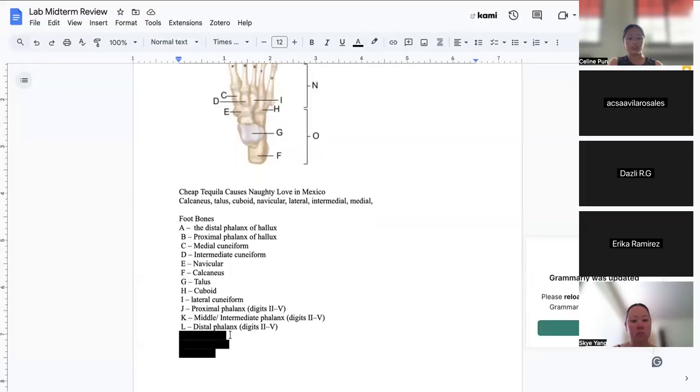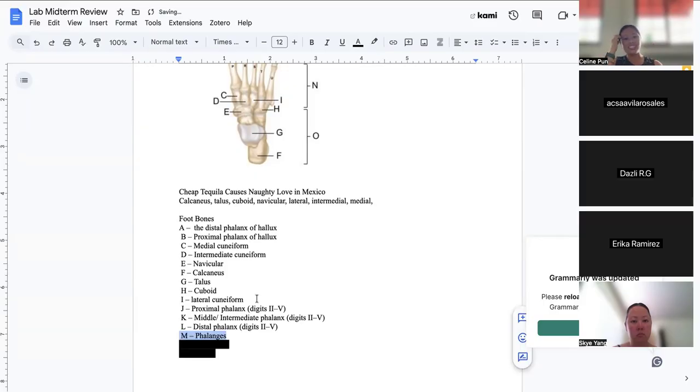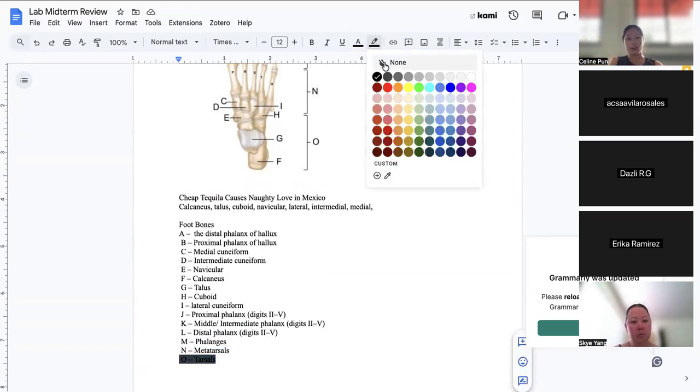It's one of my favorite words I learned. Phalanges. Also, your fingers are called phalanges. Your toes are phalanges, and your fingers are phalanges. And then it's your metatarsals, and then your tarsals. And then the same thing for your hand. It will be your metacarpals, and then your carpals.